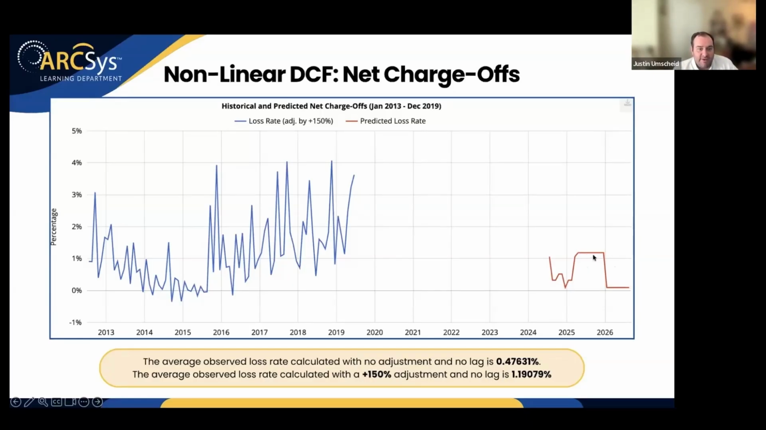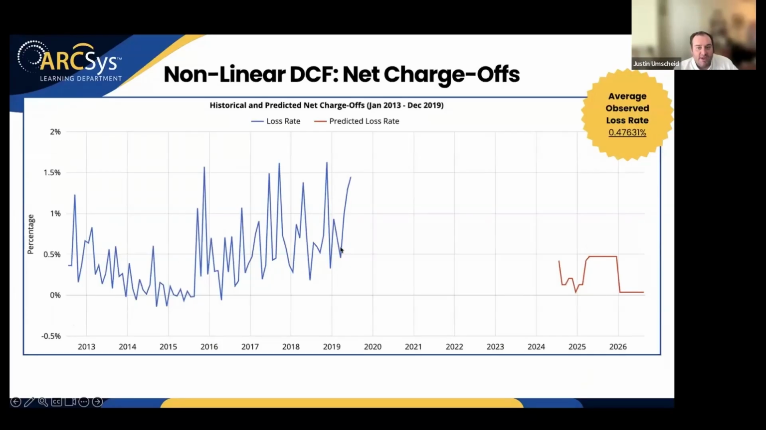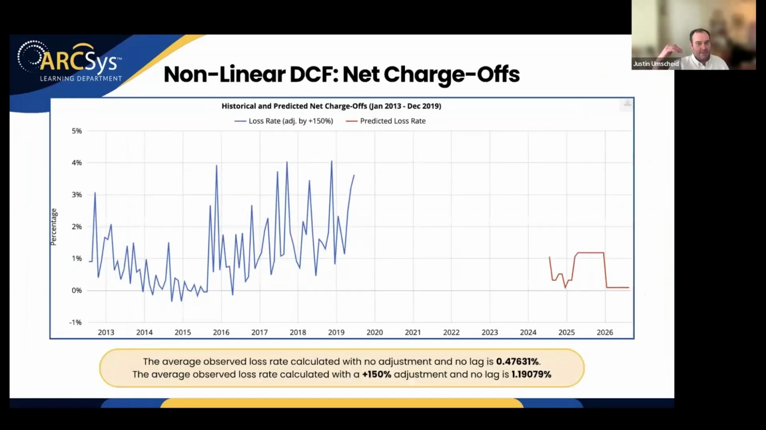Now, one other thing I want to note here, and we'll kind of focus on the top part of that red line forecast value, right? When I built in this adjustment to my historical data, I'm now projecting at its height a little over 1%. When we go back to the graph before with the unadjusted data, I'm below 0.5%. So this does two things, right? It increases my historical average when I build in an adjustment, and it also increases my projected forecasted values as well.